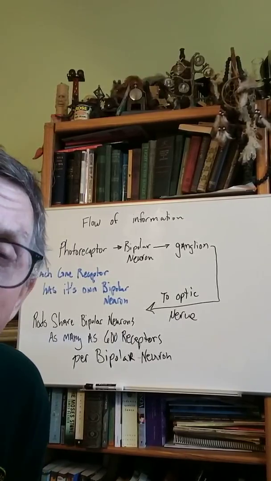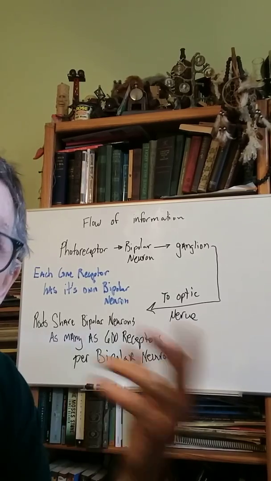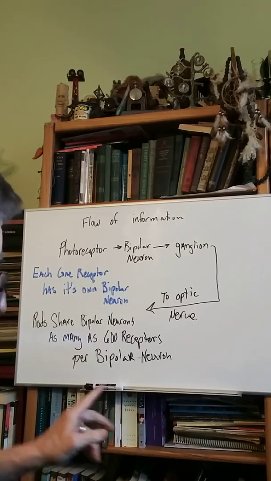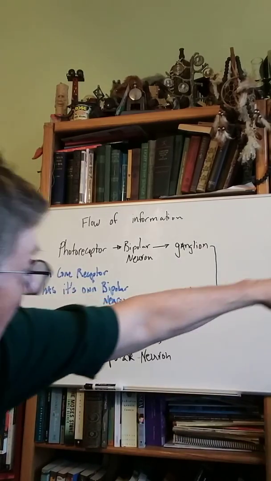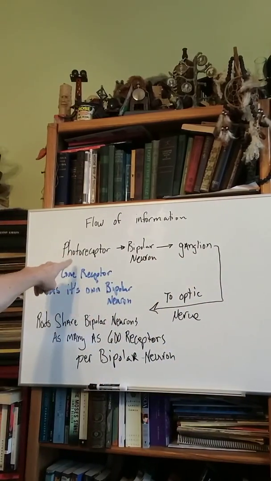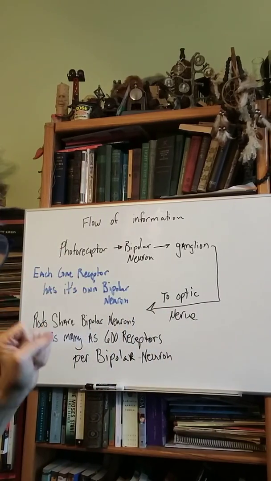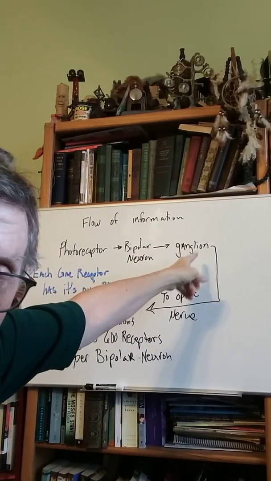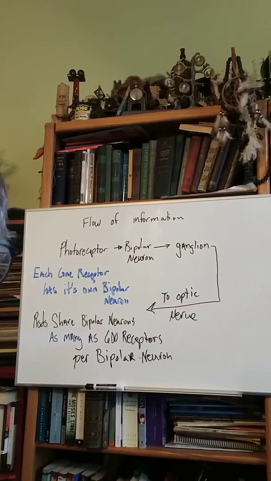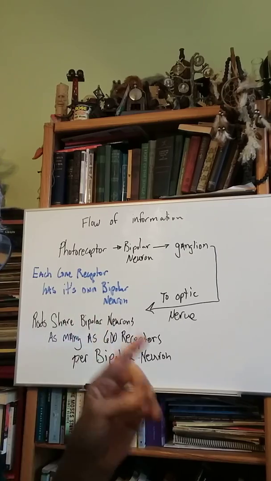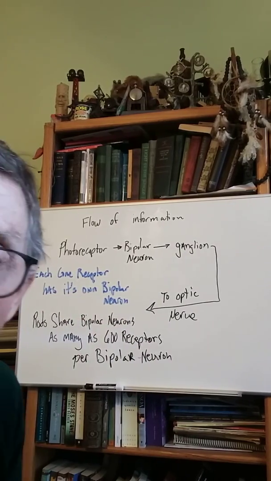That's why. So to illustrate this point, if we look at the flow of information that I mentioned before, the light passes to the photoreceptor, and the photoreceptor sends a signal to a bipolar neuron, which passes it to a ganglion, which then sends it on to your brain. When we talk about the cone receptors, every single receptor has its own neuron.